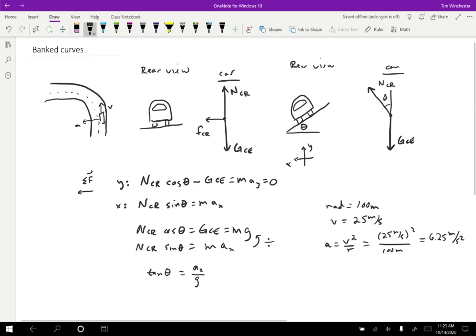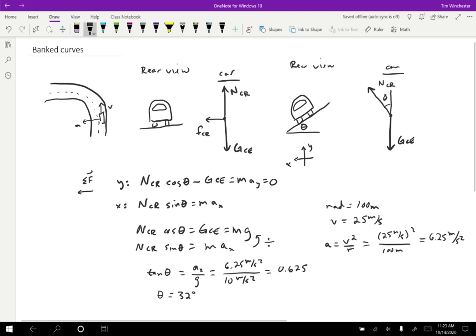Okay. g is 10 meters per second squared. And so if I plug these numbers in, then I'm going to get 6.25 meters per second squared over 10 meters per second squared, which is 0.625. And then if I solve for theta, which I plugged into a calculator earlier, this is going to come out to 32 degrees. So it's actually a pretty significant slope to this road for what is in some ways a really modest curve. So 100 meters, I think, seems like a reasonable radius, and 25 meters per second seems like a reasonable highway speed.